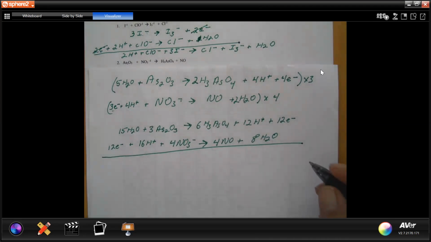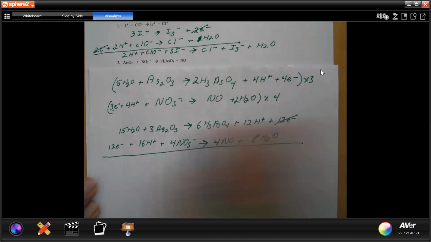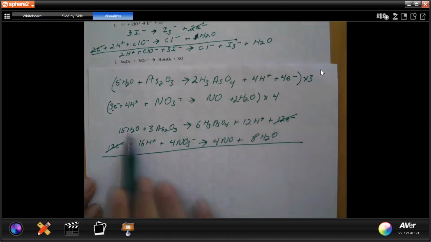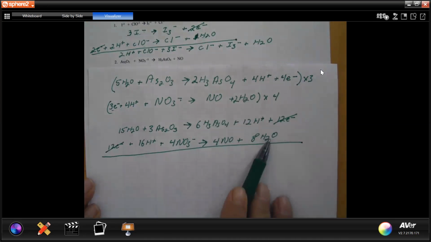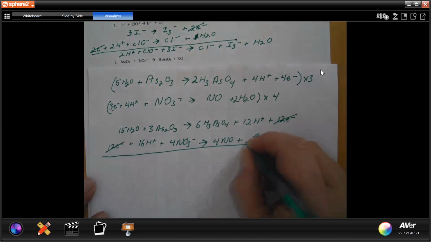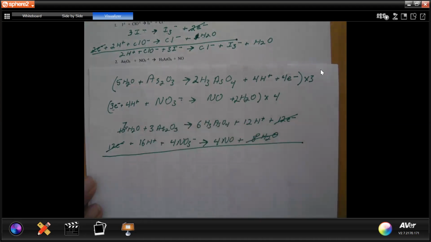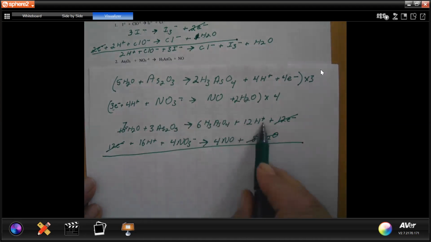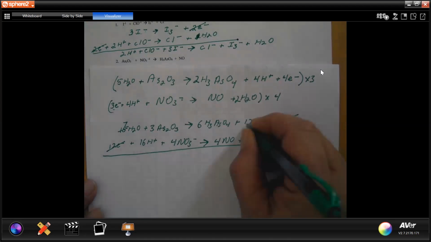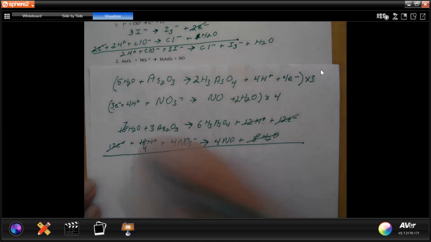But before I add them together, I can cancel some stuff. I've got 12 electrons lost here and 12 electrons gained there. That cancels. I've got water on both sides. I have 8 water molecules here and I have 15 here. So I can take 8 water molecules off of both sides and that's going to end up being 7. I also have 12 H pluses here and 16 H pluses here. So I can take 12 H pluses off of both of these and that's going to be a 4.